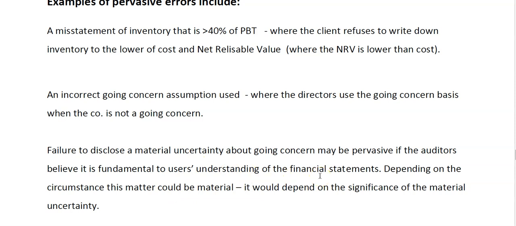Whereas if it was a fairly straightforward refinancing of loans that the directors had not agreed with banks yet, but it looked like the evidence was there that they would have no problem getting banks to refinance the loans, then that might be just a material error that wasn't disclosed.